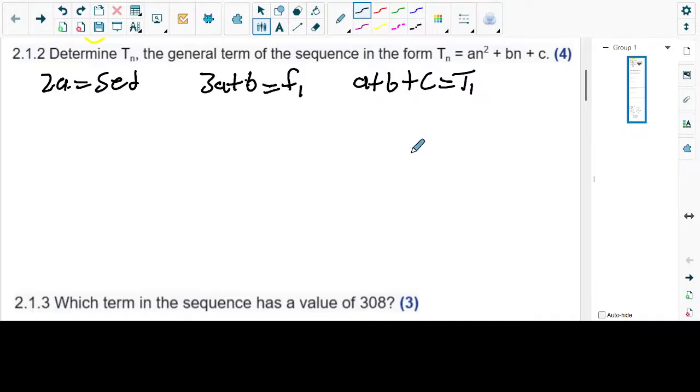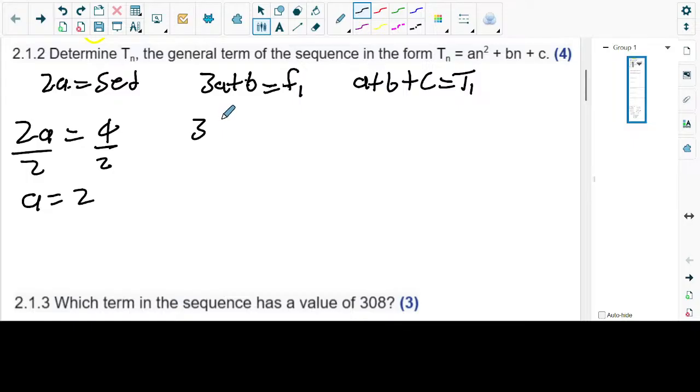So it says I should continue. 2a is equal to the second difference. What is our second difference? The second difference is 4. So 2a is equal to 4. Then we divide by 2. A is equal to 2. So we are good then. Now, once we get a, we can try to get b. How do you get b? You say 3a plus b is equal to f1.